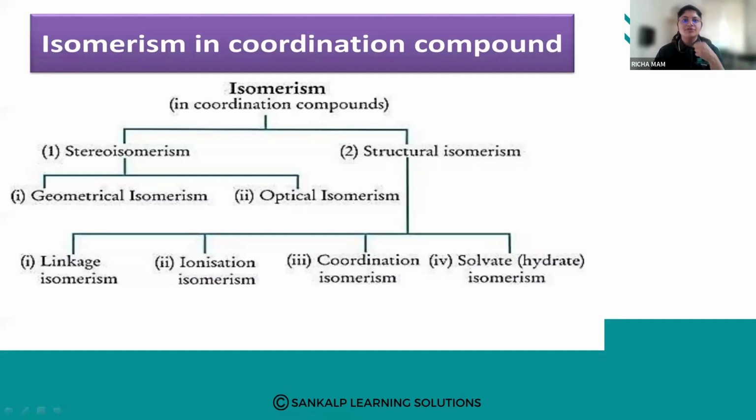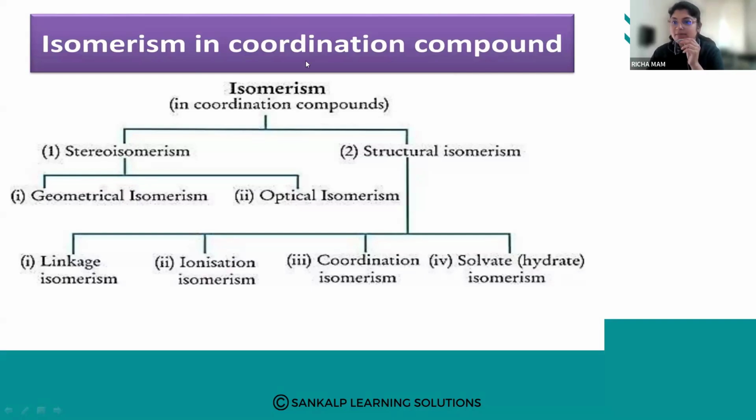Two or more compounds having the same chemical formula but different arrangement of atoms. Because of the different arrangement of atoms, they differ in physical as well as chemical properties. So they are called isomers, and the phenomenon is called isomerism. Is it clear?